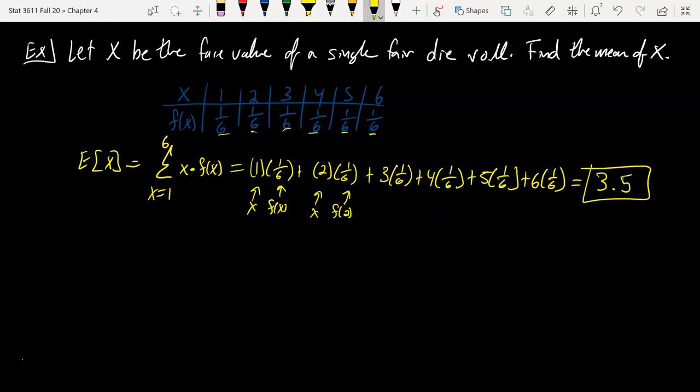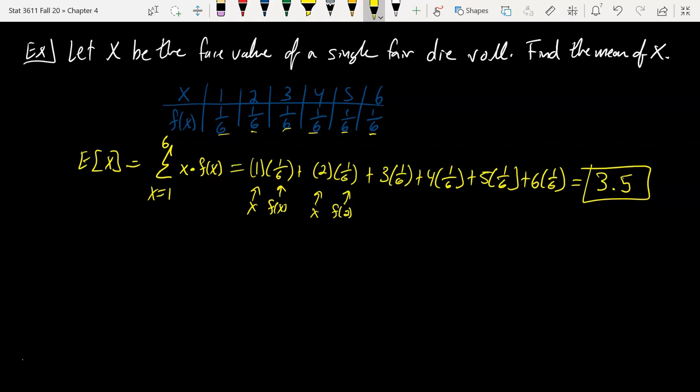3.5. That would be the expected value of a die roll, the mean of our random variable. It does not need to be a value that it can actually take on. The mean of a random variable does not have to be a value that your random variable can take. We cannot roll a 3.5, but that's okay. This is saying this is the expected value.